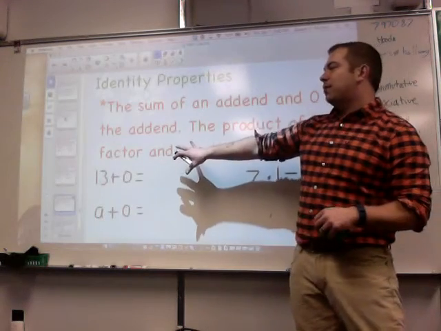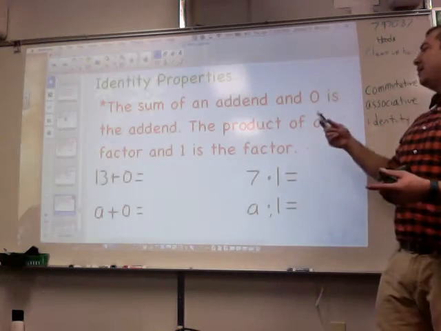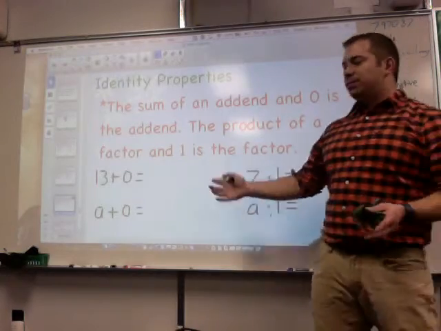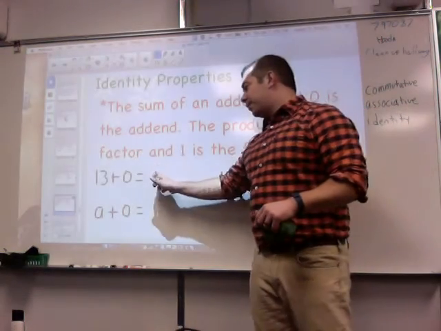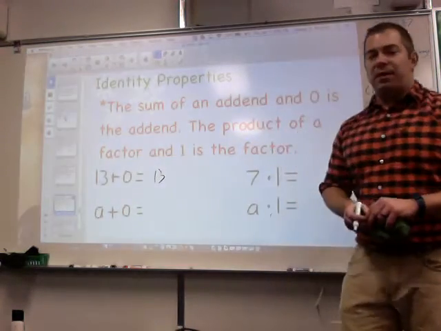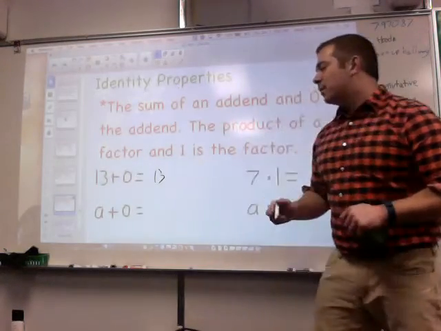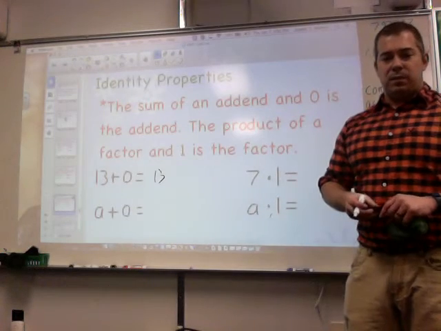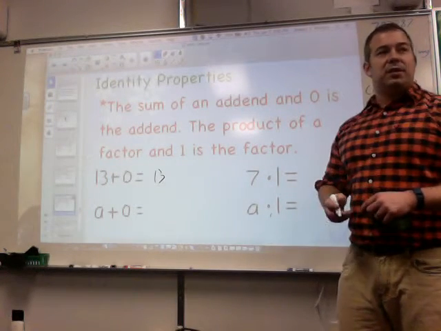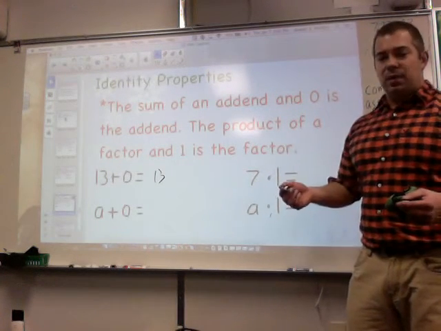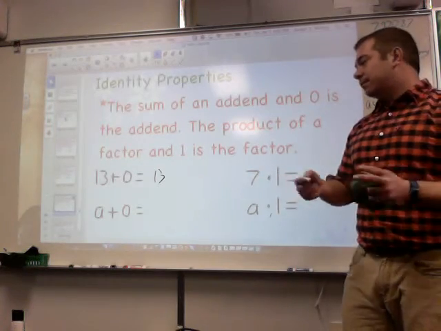So let's look at the addition part first. The sum of an addend and 0 is the addend. So 13 plus 0 would equal 13. Anything plus 0 equals itself is what it's basically saying due to the identity property. A plus 0 will equal A. C plus 0 will equal C. Anything plus 0 is itself.